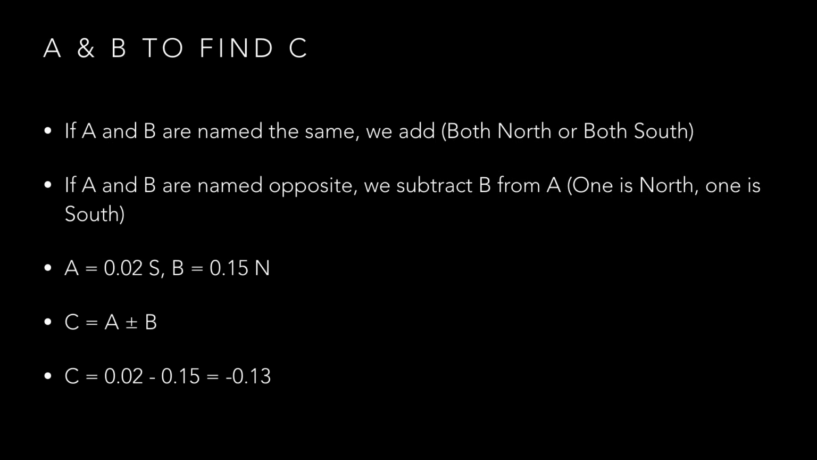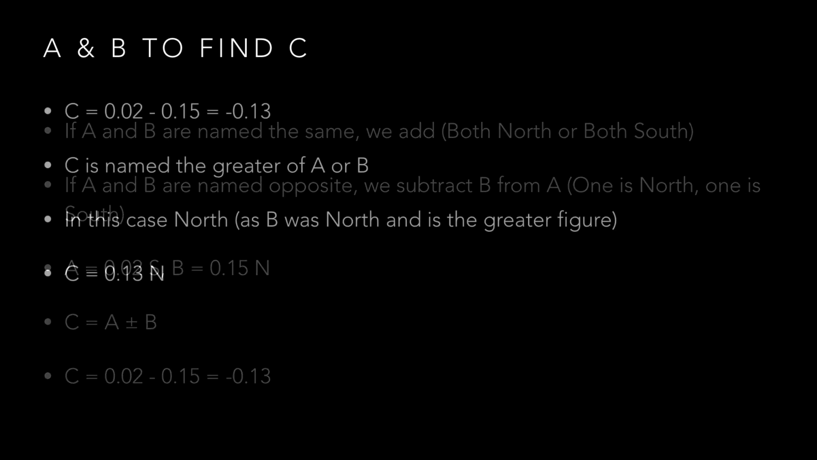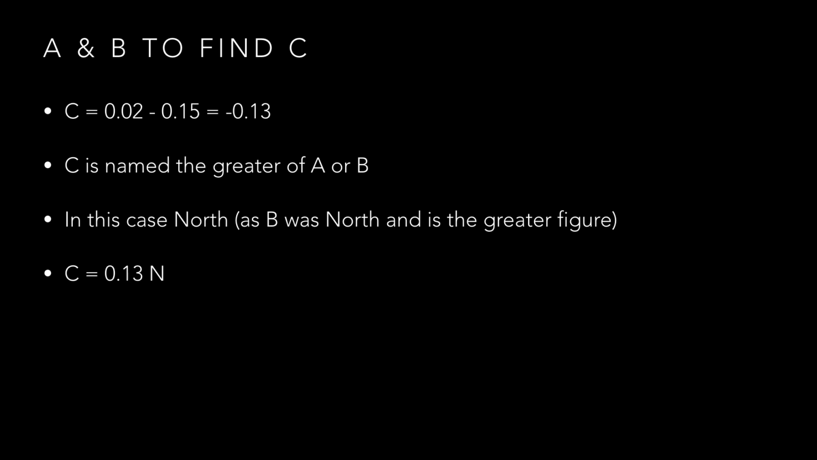Now having found A and B, we need to use these to find C and ultimately the azimuth. C is equal to A plus or minus B. If A and B are both named the same, that is both north or both south, we add A and B together to obtain C. If A and B are named opposite, that is one is north and one is south, we subtract B from A. As in our case A is south and B is north, we subtract B from A, which gives us negative 0.13. C is always named the greater of A or B, which in our case is north, as B was the greater figure, so we throw away the negative sign and obtain our C value as 0.13 north.